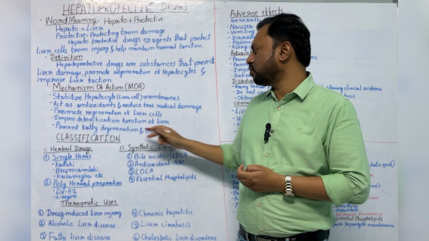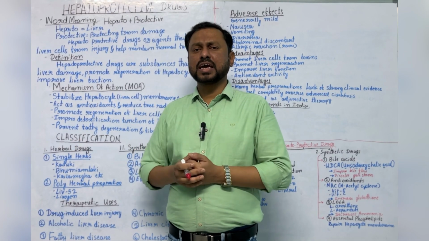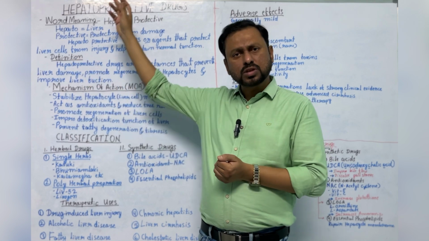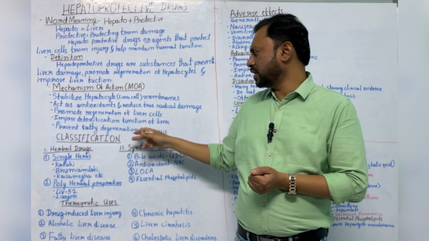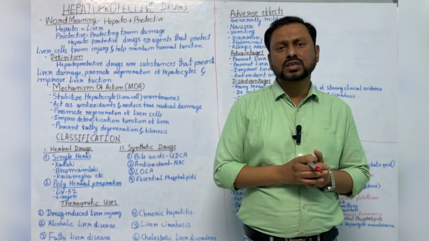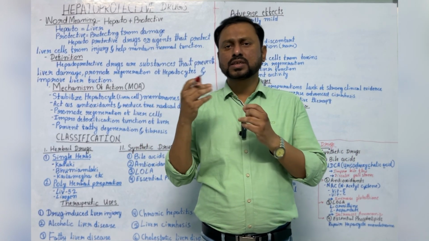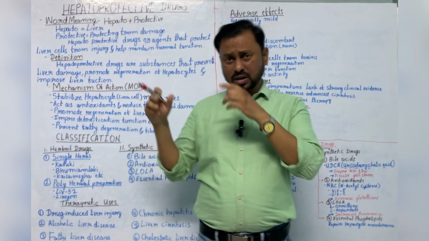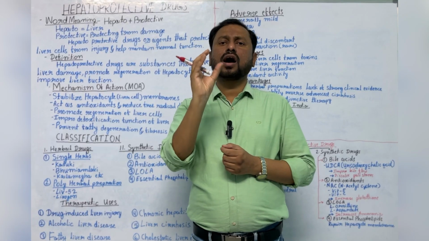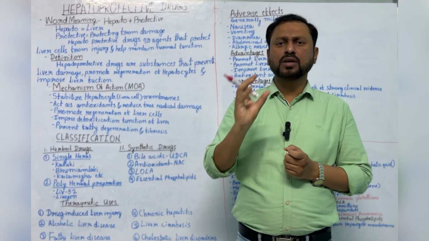The next one is to prevent fatty degeneration. Whenever you take continuous fatty foods, fatty liver develops; if you give these drugs, they prevent the fatty degeneration of the liver. The next one is fibrosis. Fibrosis means whenever the liver cell is damaged and not repairable, in those cases it becomes hard. Those hard cells are called fibrosis. The liver becomes fibrosed, it becomes hard.